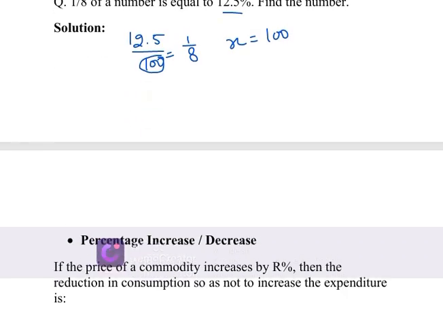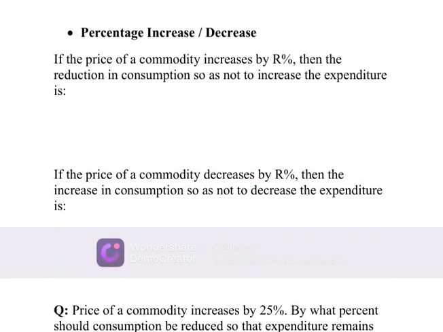Let's come to the next topic, percentage increase or decrease. If the price of a commodity increases by R%, then the reduction in consumption, so that your expenditure does not increase, by what percent you have to reduce your consumption, is given simply by a formula: R, which is the rate of increase of the commodity, upon 100 plus R, into 100. By this percent you need to reduce the consumption so that there is no increase in the expenditure.